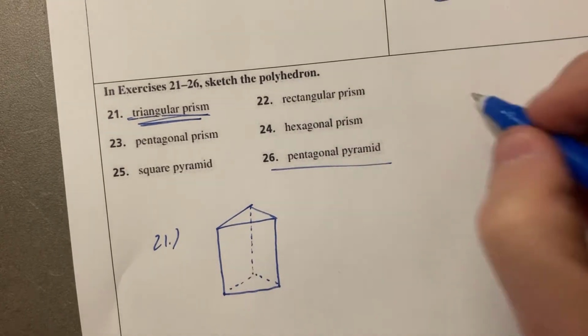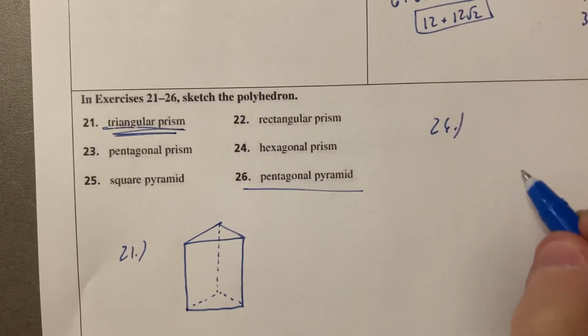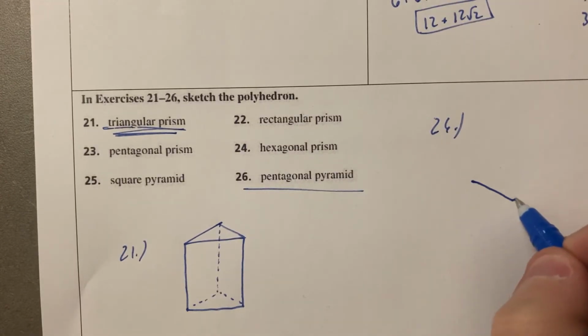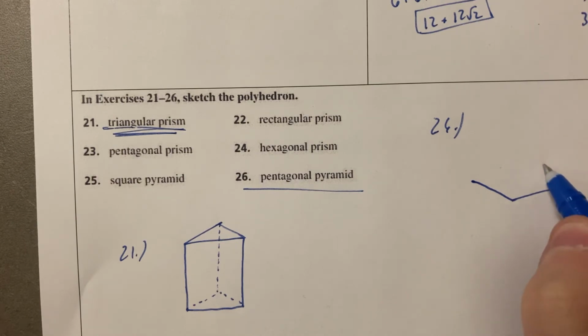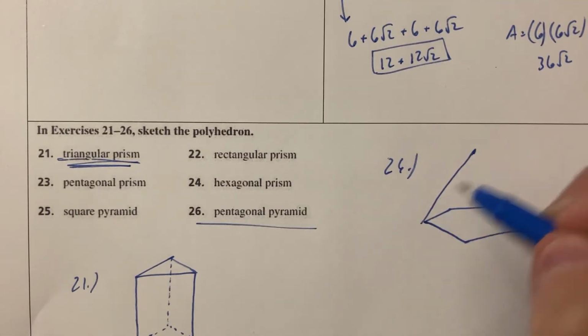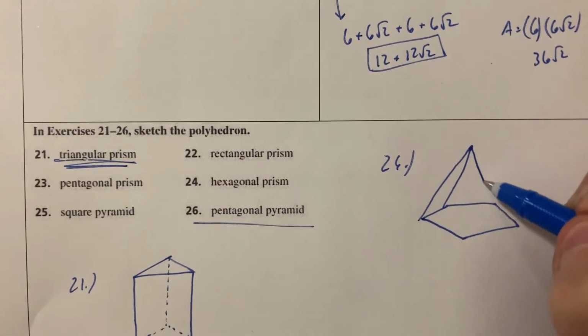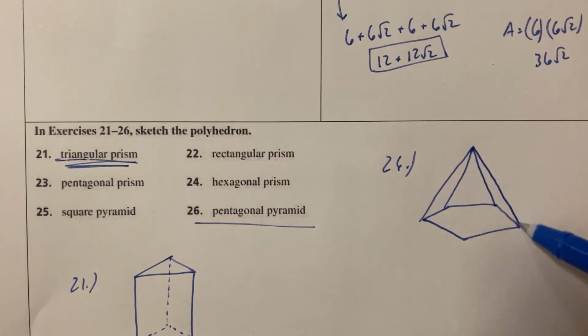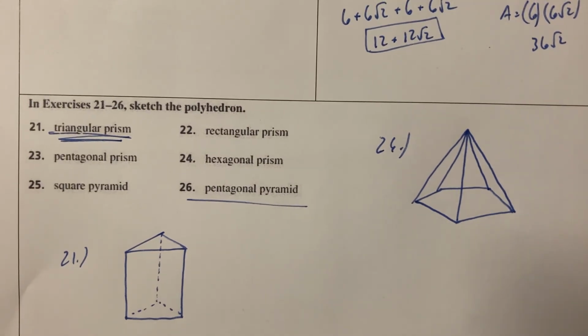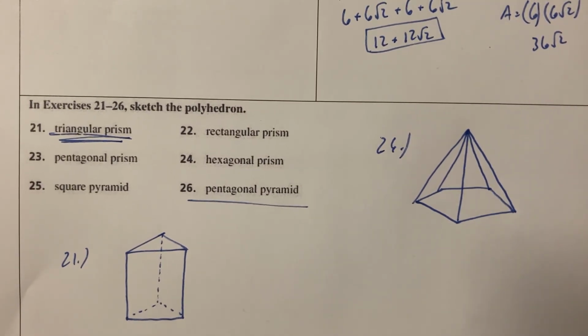How about a pentagonal pyramid? I'm going to start by sketching a pentagon that's flattened out. See that? It's flattened out. I'll put a dot, and I'm going to connect the vertex. There it is. There's a pentagonal pyramid. Excellent.